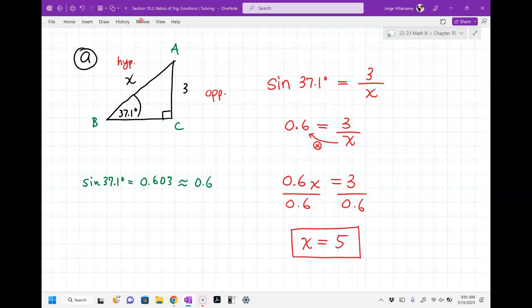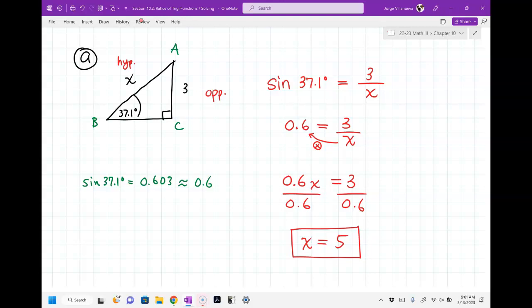There's my answer for that problem, okay? So they gave me an opposite side. They wanted me to solve the hypotenuse side. They gave me an angle. So I decided to use a sine function, okay? The sine function, because sine deals with opposite and hypotenuse, okay?